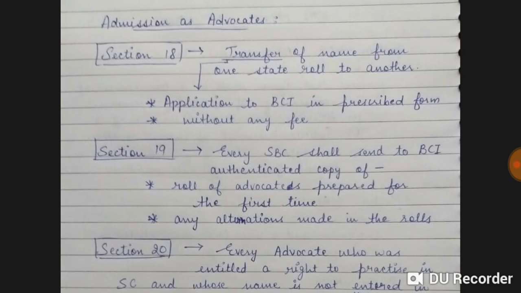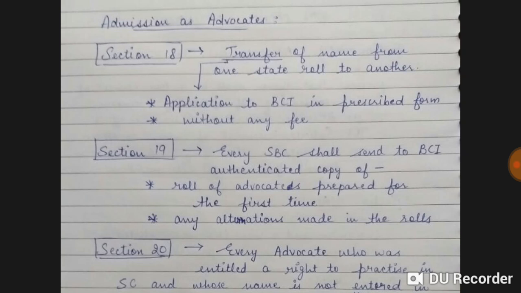Now section 19. Every state bar council shall send to the BCI an authenticated copy of the records of the first roll of advocates prepared for the first time. Every year, as new advocates are enrolled in the state bar council, a copy of that list shall be sent to the Bar Council of India.